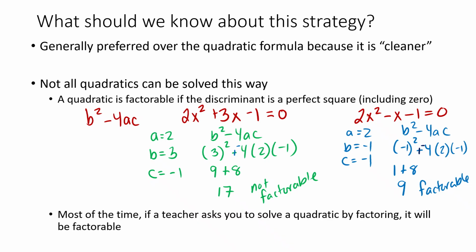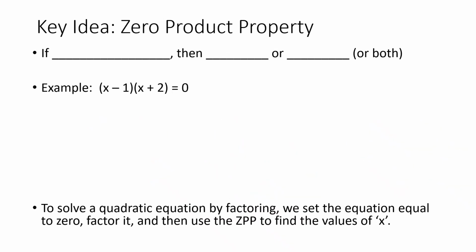But a lot of times, I would say most of the time, if the directions specifically say to use factoring, then factoring will be a doable strategy for you. Okay, so the key idea, the grounding idea behind using factoring to solve quadratics is something called the zero product property. And you can think about what these words mean.